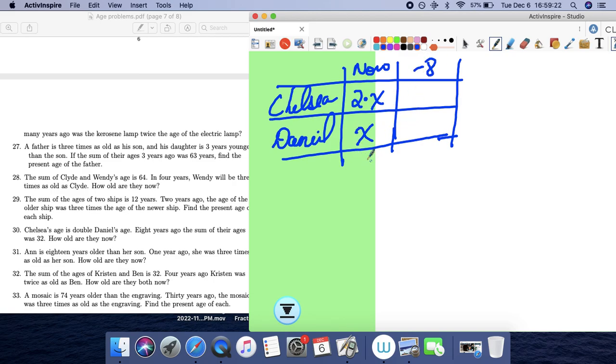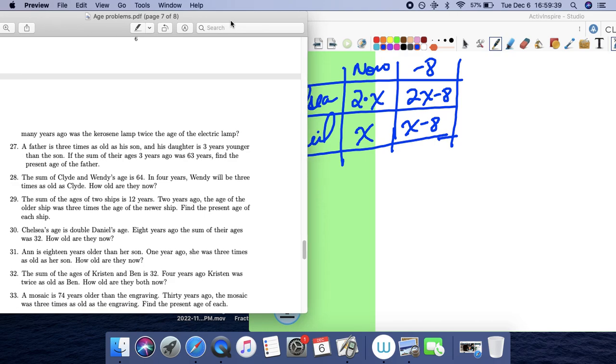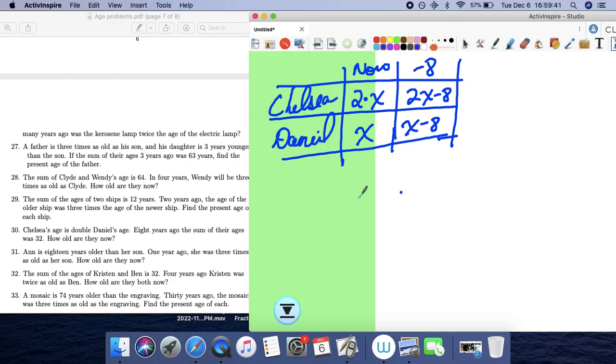8 years ago. Well, Daniel was X, so 8 years ago he was X minus 8. Chelsea today is 2X, so 8 years ago she was 2X minus 8. So that's her age 8 years ago. So now I can use that information. It says 8 years ago, the sum of their ages was 32. So let's set it up: 8 years ago, Chelsea plus Daniel, the sum of their ages was 32 years.